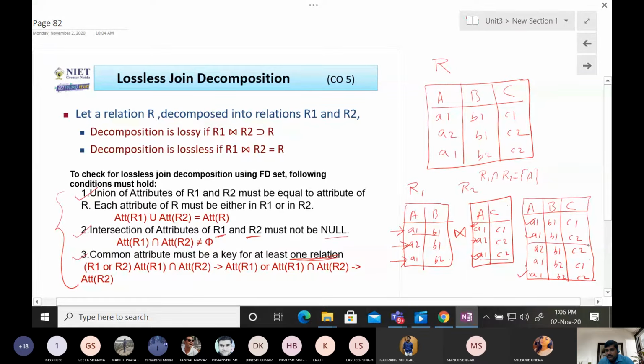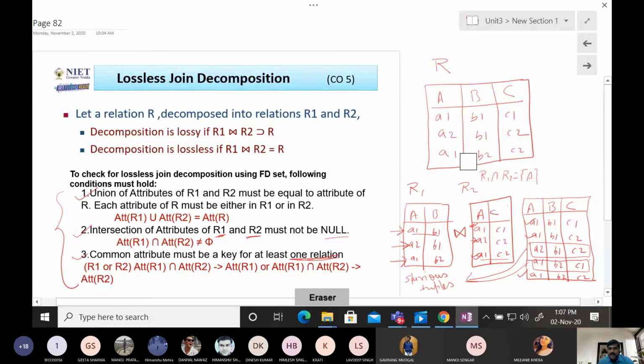Now these two tuples are extra, and these tuples are called spurious tuples, S-P-U-R-I-O-U-S. And as per the conditions, this decomposition is not a lossless decomposition. Did you get it? Yes.